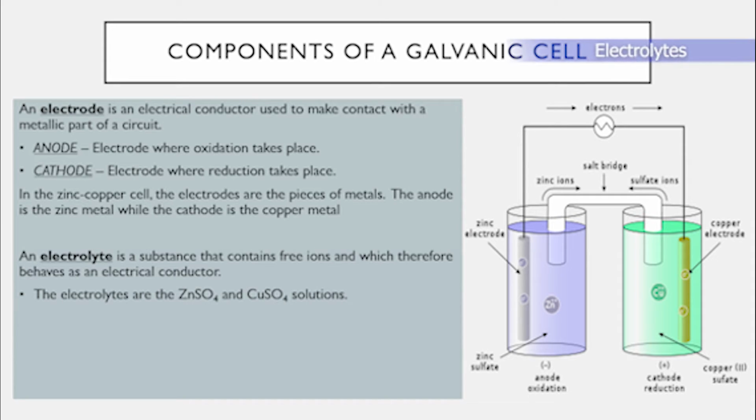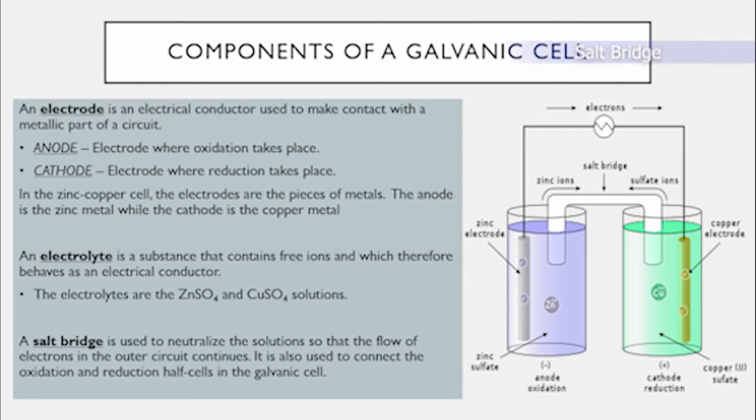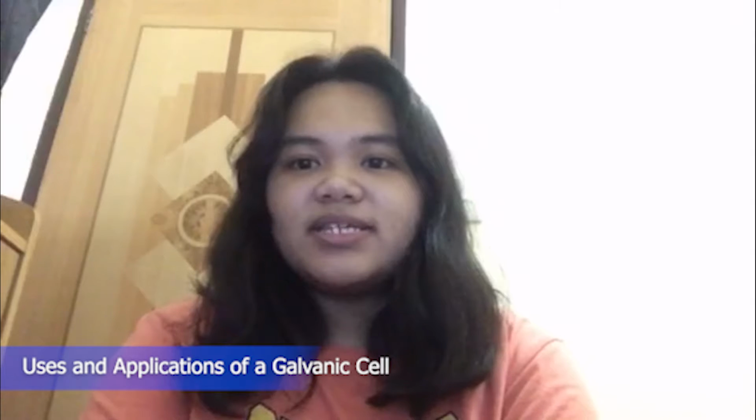Second is electrolytes. It is a substance that contains free ions and which therefore behaves as an electrical conductor. Lastly, the salt bridge. It is used to neutralize the solution so that the flow of electrons in the outer circuit continues. Uses and applications of a galvanic cell.